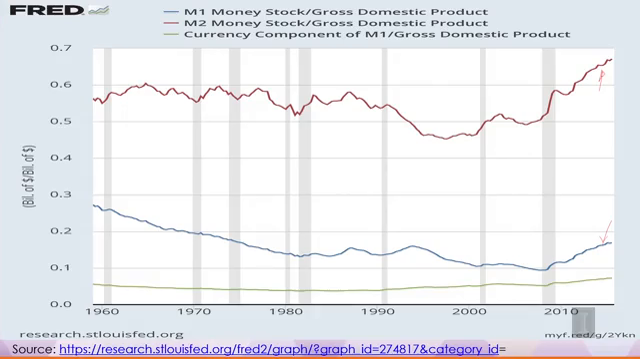It used to be much lower in the 1990s, but especially after the crisis of 2008-2009, because of money creation by the Fed, money holding as a share of GDP has gone up.